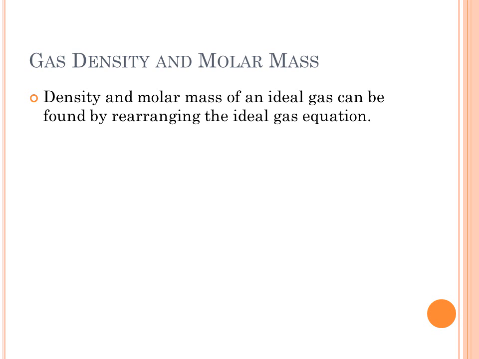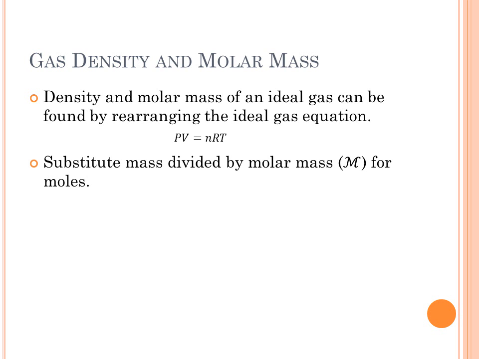We can also calculate density and molar mass of an ideal gas by rearranging the ideal gas equation using some substitution and some algebra. If we start with PV equals nRT, we can substitute in mass divided by molar mass, where molar mass uses that scripty-looking M, and we find that PV equals mRT divided by big M, which is molar mass. Then it's just a matter of solving for molar mass. Molar mass is equal to mRT divided by PV. So we need to know the mass of the gas to get the molar mass using this formula.